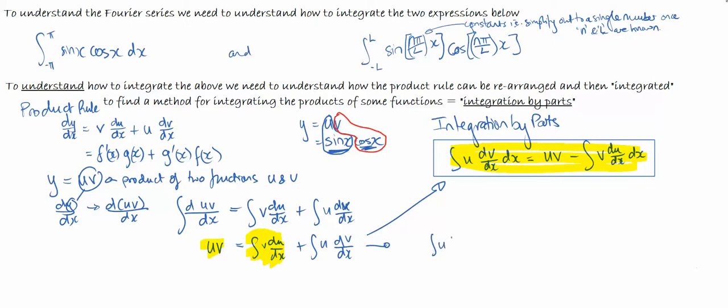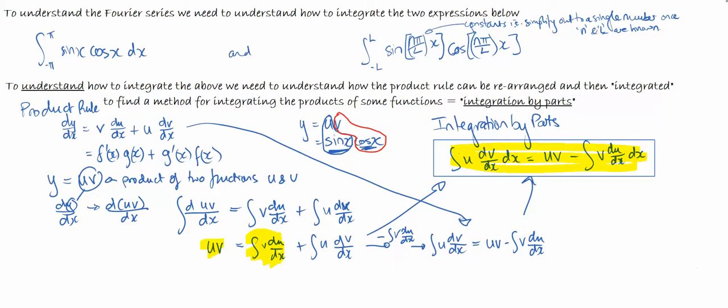I'll keep the u where it is, and I'll take the v du by dx. So I've subtracted v du by dx from both sides. Let's tidy that up because the notation's not great there, it's a bit confusing. Equals uv minus the integral of v du by dx. So now you can see how the integration by parts has come from the product rule. We started here and we've got to here, which is the same.